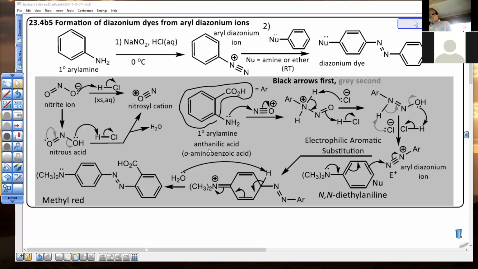Oh, I see a typo here. There should be an R here. Anthranilic acid. Anthranilic acid has nothing to do with anthrax.